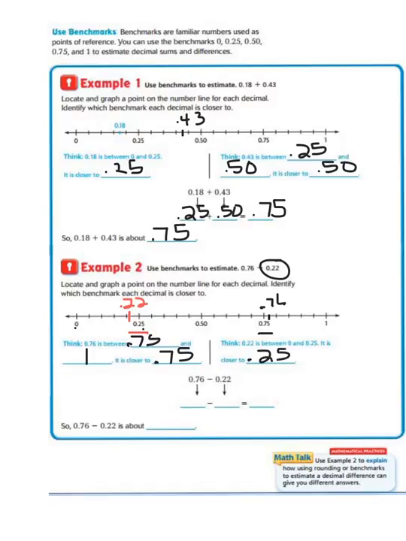So when we're rounding, our 76 hundredths becomes 75 hundredths, and our 22 hundredths becomes 25 hundredths. When we subtract those, we end up with 50 hundredths. So 76 hundredths minus 22 hundredths is about 50 hundredths or 5 tenths.